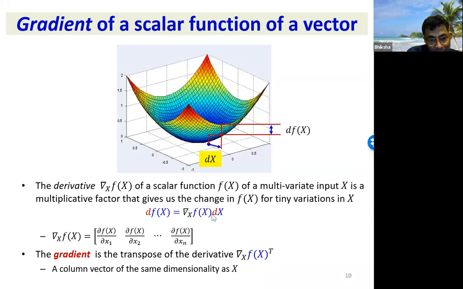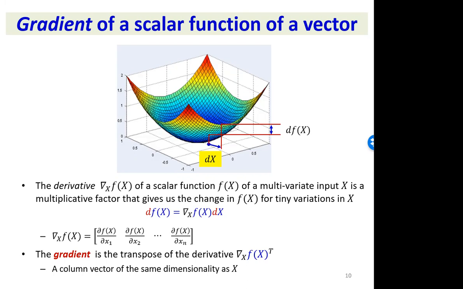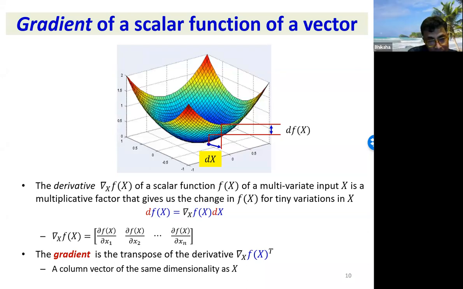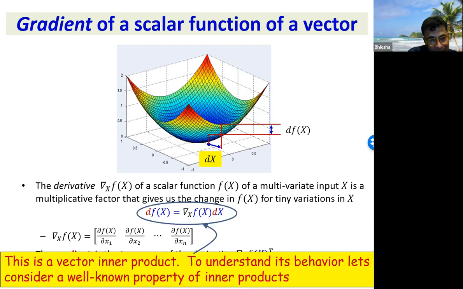Can anybody tell me, in the case of the scalar function, the derivative gave us the rate of change of the function, right? In the case of a vector, what does this gradient stand for? Does anybody know? What does the gradient stand for? The direction of the change, or the steepest change. The direction of the steepest change, and we can see why this is the case, right?